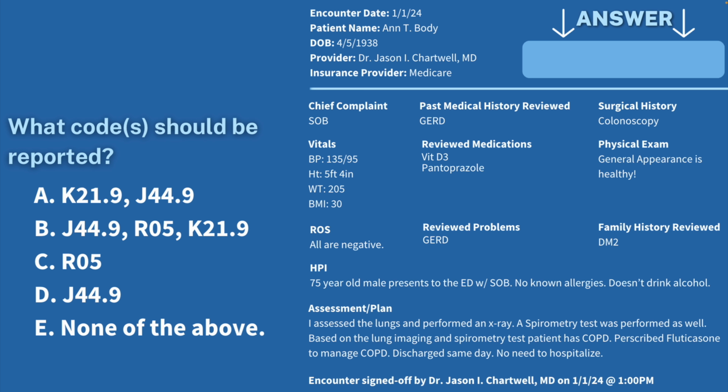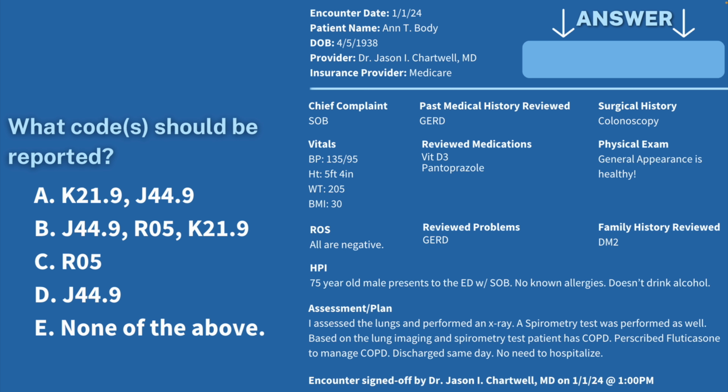We have review problems. This patient most likely has GERD. I know it says past medical history, but you also see it in review problems. You also see that med there. But like I said, let the doctor diagnose the patient, not you. You're the coder. You're not the doctor. We have the family history review, the DM2. We have the HPI here, history of present illness. Provider states a 75-year-old male presents to the ED with shortness of breath. No known allergies, and this patient does not drink alcohol.